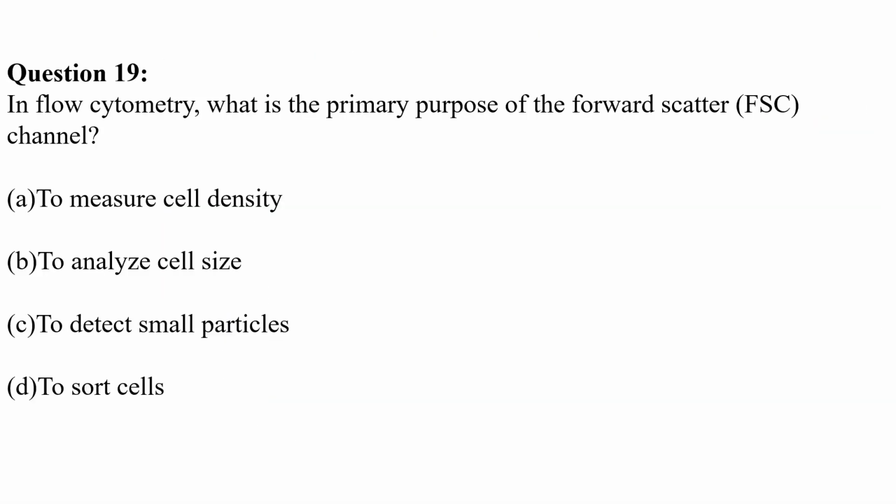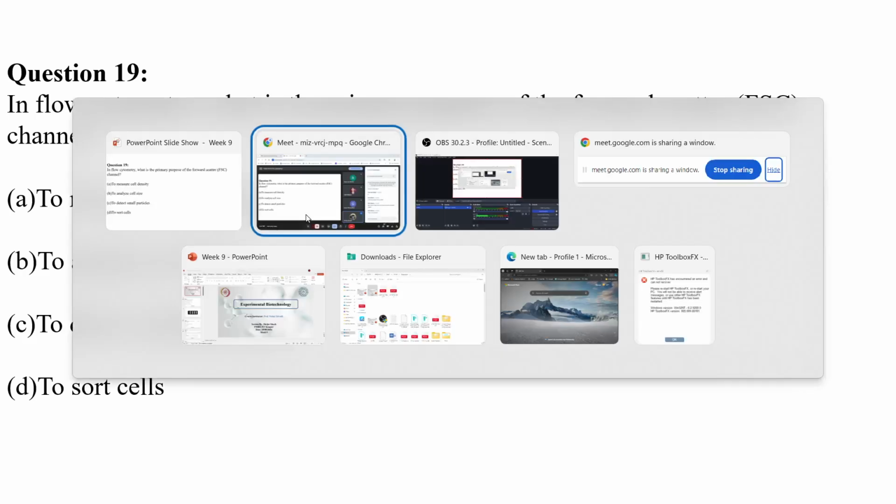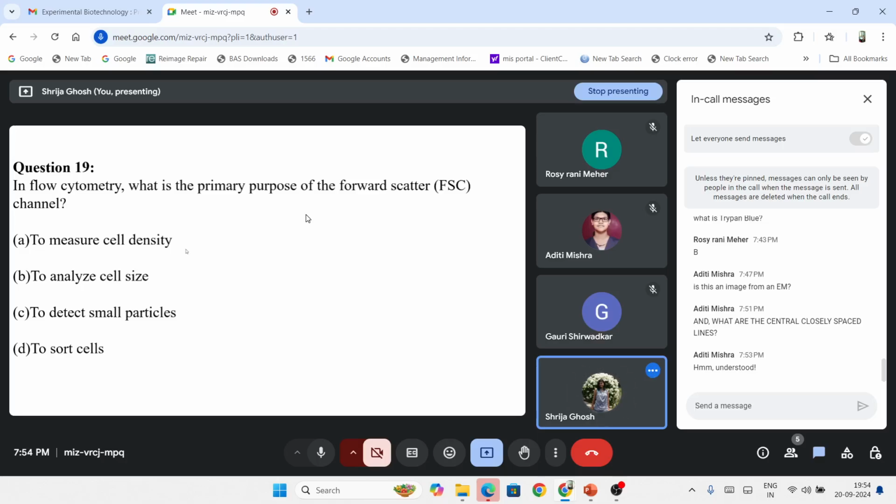Moving to the next question, question number 19. In flow cytometry, what is the primary purpose of the forward scatter channel? Option A, to measure cell density. Option B, to analyze cell size. Option C, to detect small particles. Option D, to sort cells. What is the primary purpose of forward scatter channel in flow cytometry?